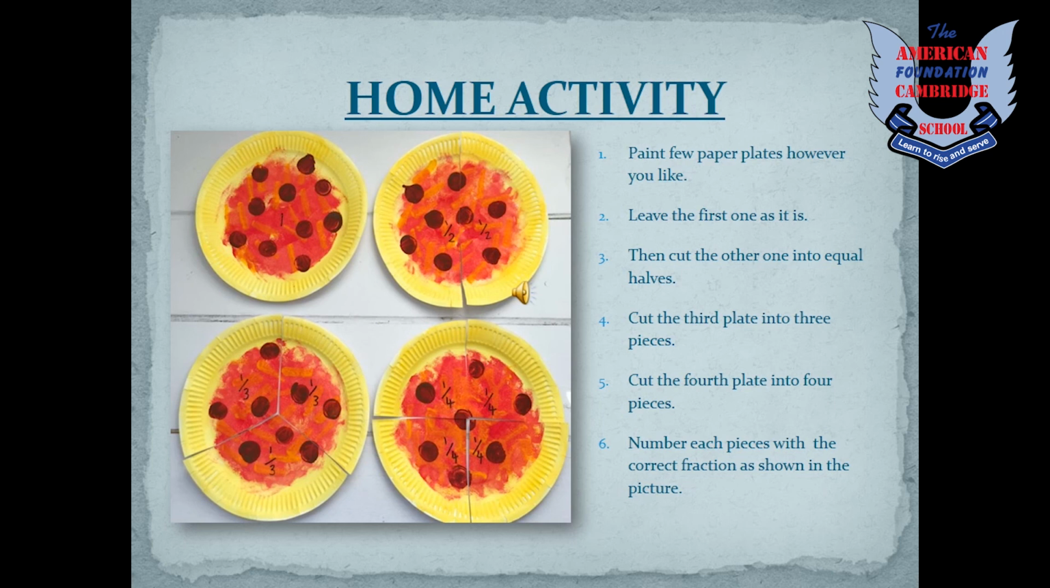Then leave the first plate as it is. Then cut the second one into 2 equal halves. Then cut the third plate into 3 equal pieces. And then cut the fourth one into 4 equal pieces. After that, label each one with the correct fractions.